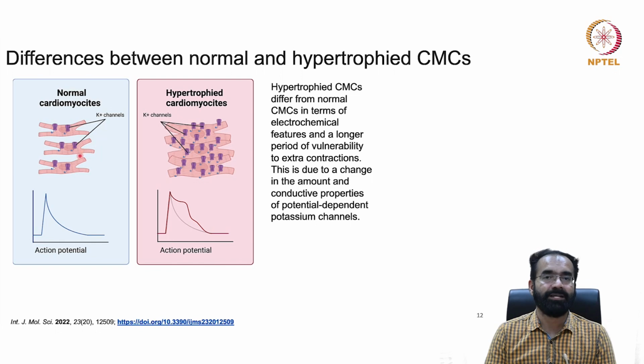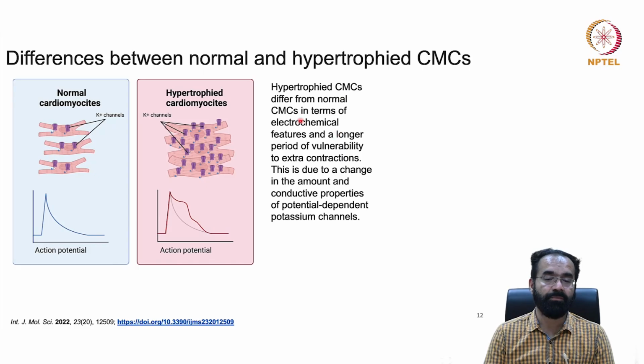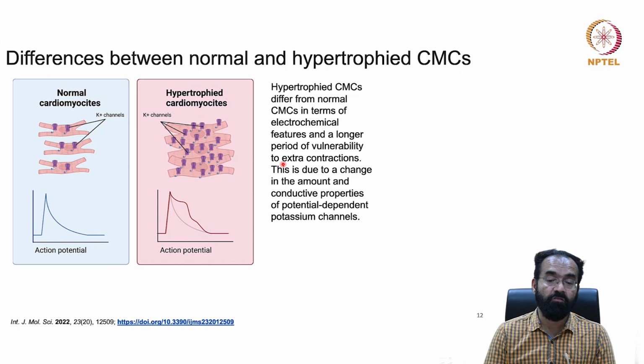So normal cardiomyocytes respond to the action potential. Soon after potassium channels are opened, there will be repolarization. Whereas in hypertrophied cardiomyocytes, the action potential occurs, but it does not come to the resting stage very fast. It will stay for a longer time. So hypertrophied cardiomyocytes differ from normal CMCs in terms of electrochemical features, and they have a longer period of vulnerability to extra contractions.